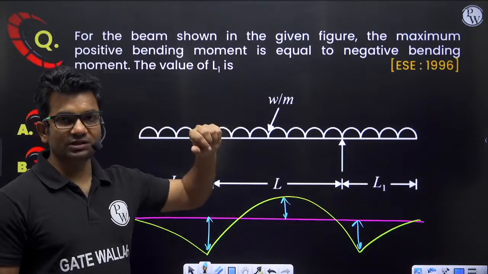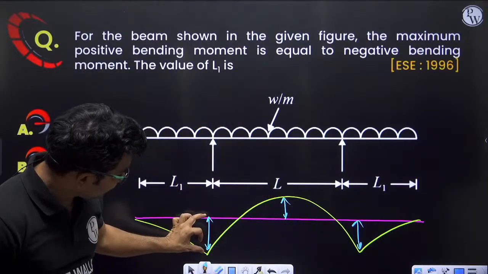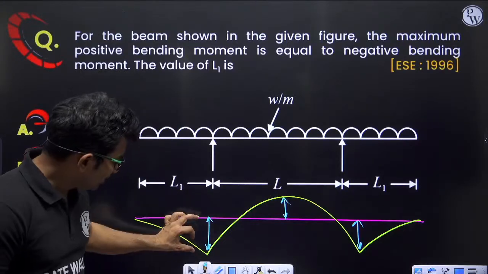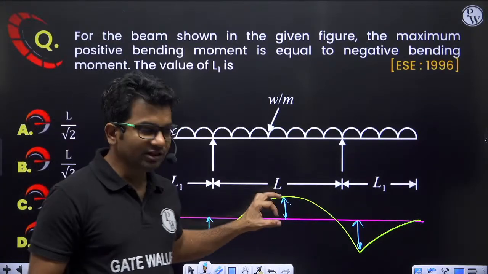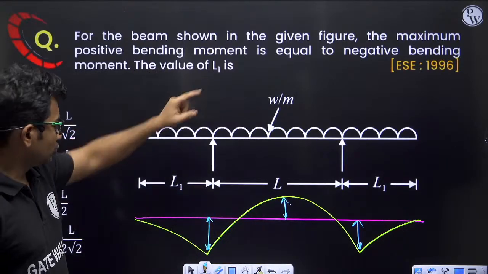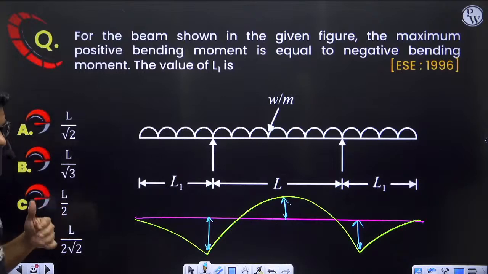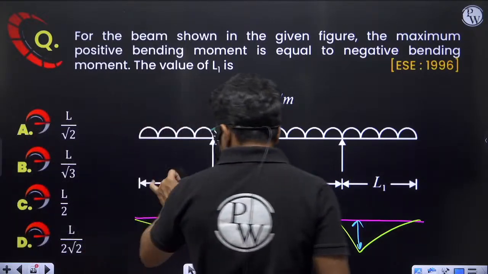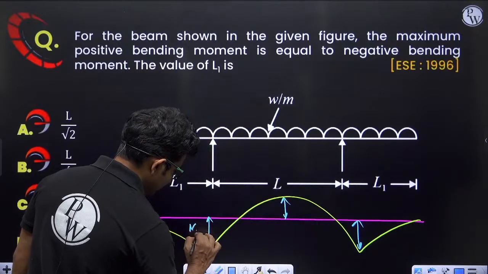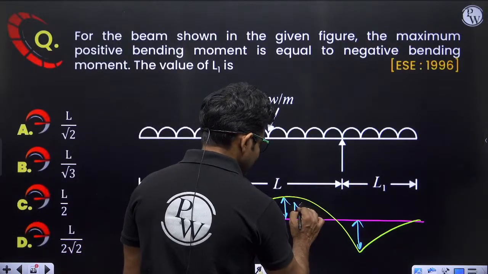But in the question they are saying that the maximum negative bending moment should be equal to the maximum positive bending moment. So whatever value of bending moment we are getting here, the same value should be coming here. So for that case, what should be the value of L1? L1 will be L by 2 root 2, but let us calculate. Here at this location, let us say this maximum negative bending moment is M1 and this is M2.